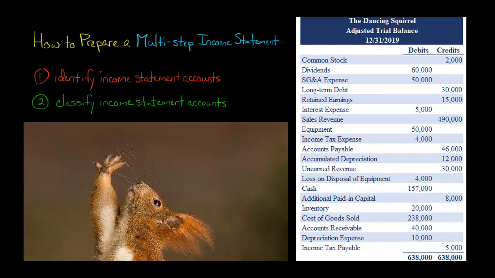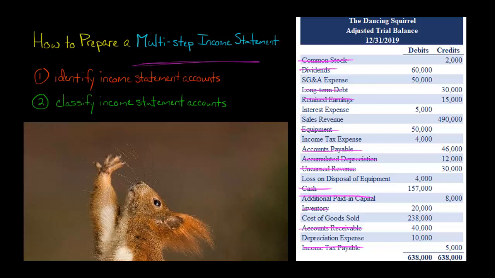So let's do that. Let's cross out common stock, dividends, long-term debt, retained earnings, equipment, accounts payable, accumulated depreciation, unearned revenue, cash, additional paid-in capital, inventory, accounts receivable, and income tax payable. So all those accounts there, they are not income statement accounts, so I crossed them out. And the accounts that we're left with, like selling, general, and administrative expense, interest expense, sales revenue, those are all the income statement accounts.